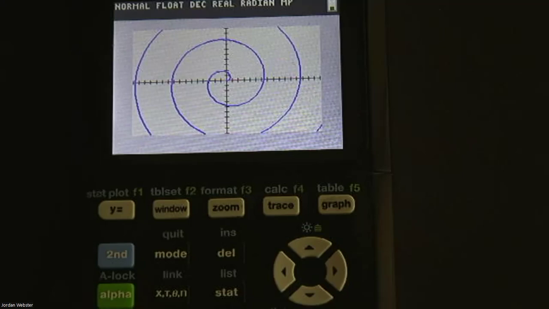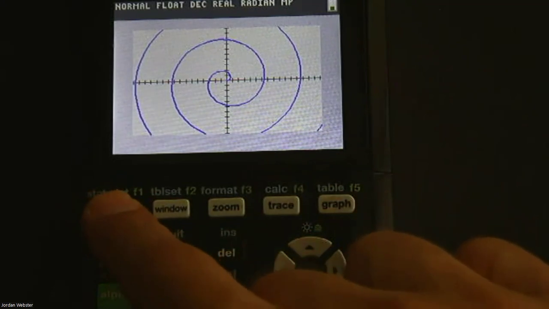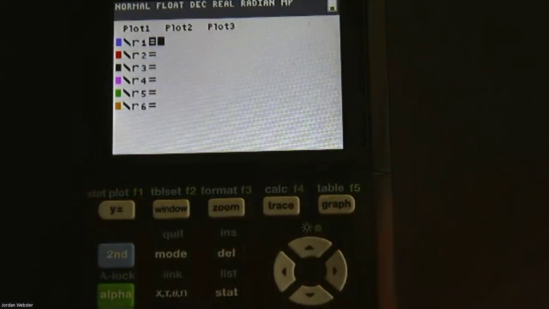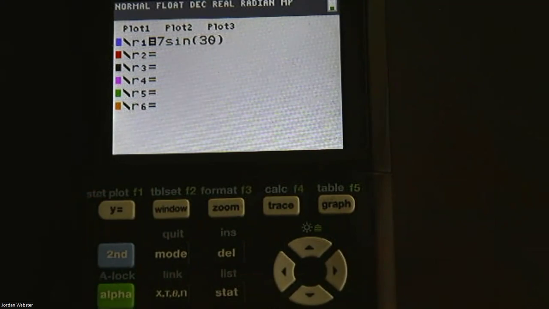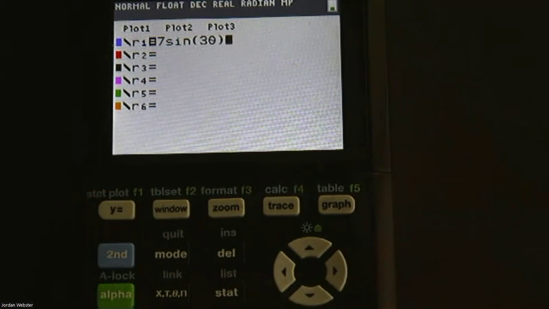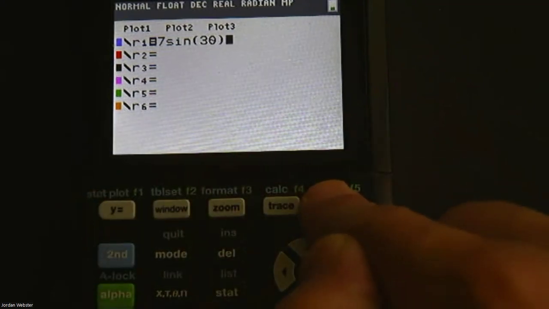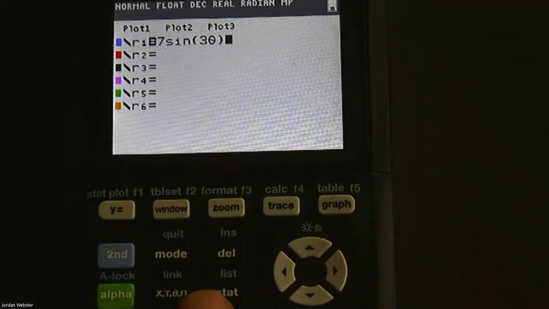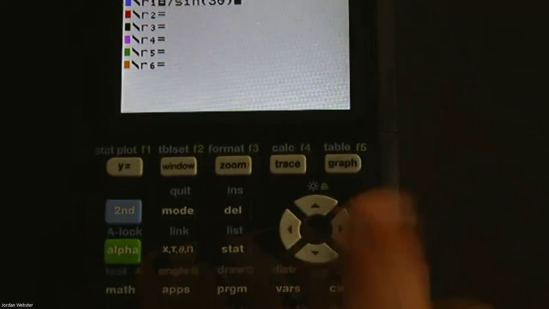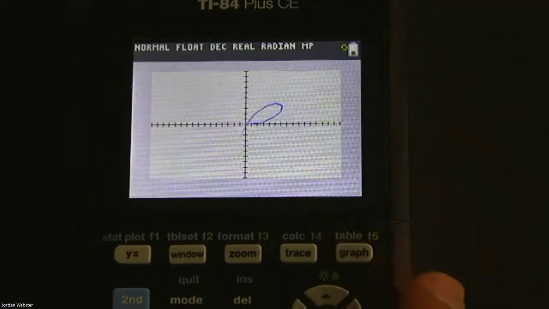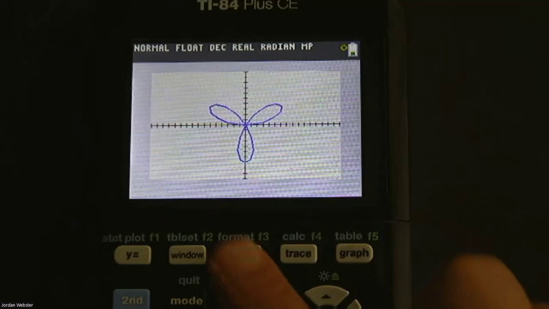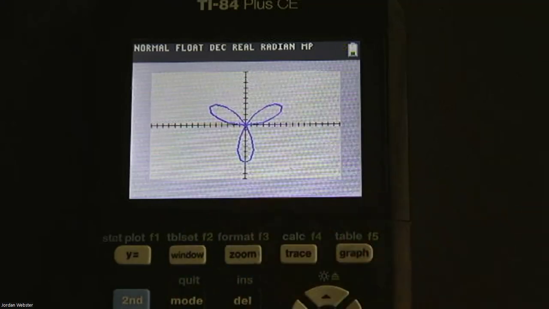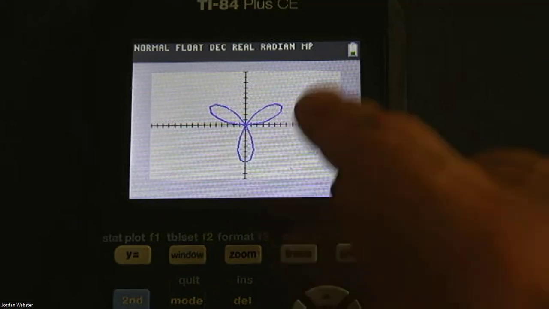Another type of graph that we looked at was rose curves. And these were the ones where we had like 7 times sine of 3 theta. 7 times sine of 3 theta is a rose curve with 3 petals. If I just type that in, again, theta here is my variable key theta. And then graph it. This one looks pretty nice. I can see all 3 petals of my rose curve, and they look pretty darn smooth.